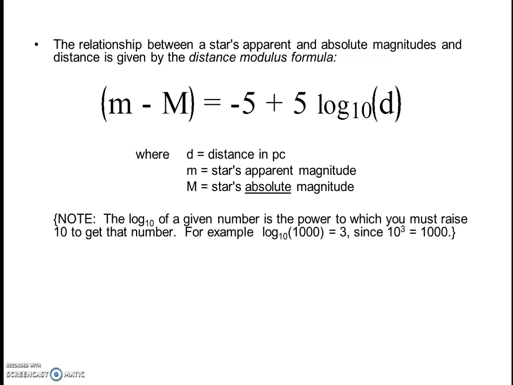Now, the hard part is the numbers in between. The log of 500 is going to be somewhere between 2 and 3, but the only way I know of very easily to figure that out is to have a calculator that has a log base 10 button on it.